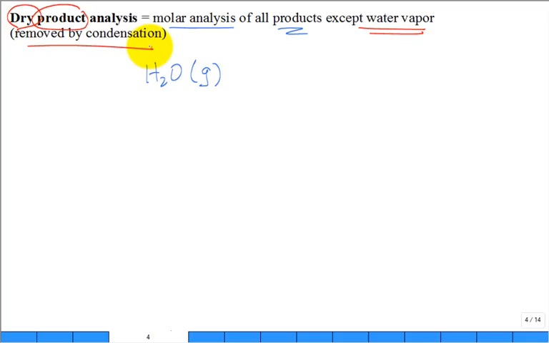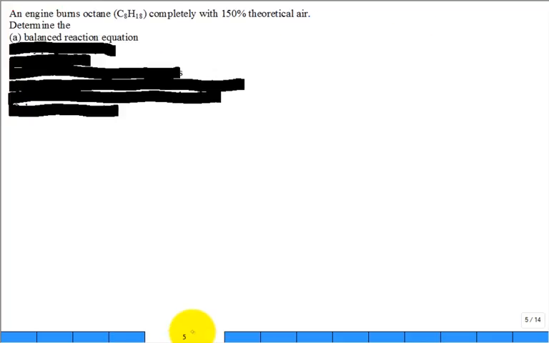Ready to solve a problem? So until we apply it, it's all just abstract. Let's apply it. An engine burns octane. Octane is C8H18. It burns it completely with 150% theoretical air. For part A, determine the balanced reaction equation.